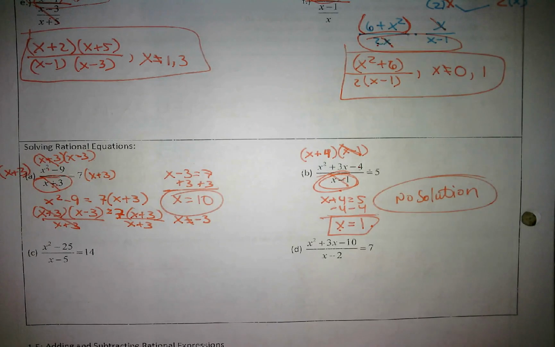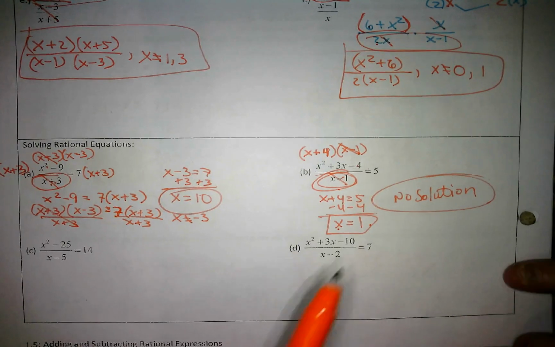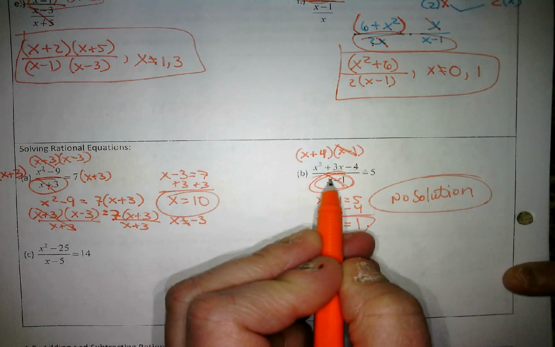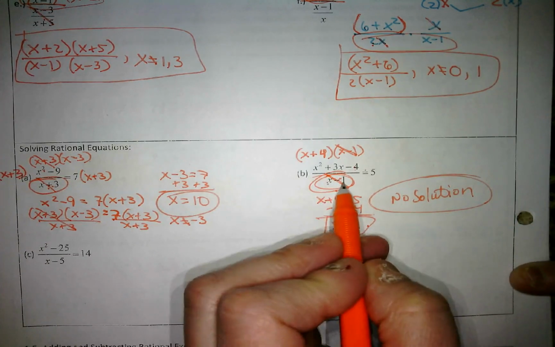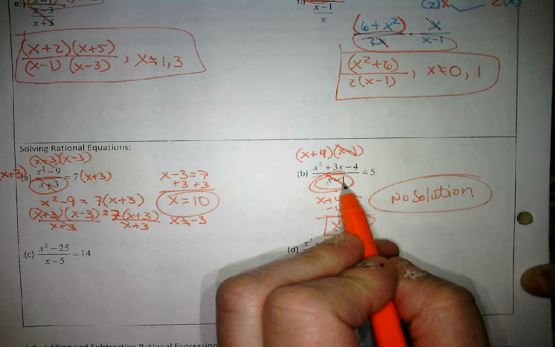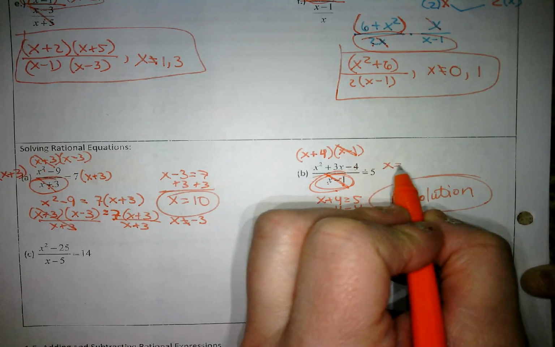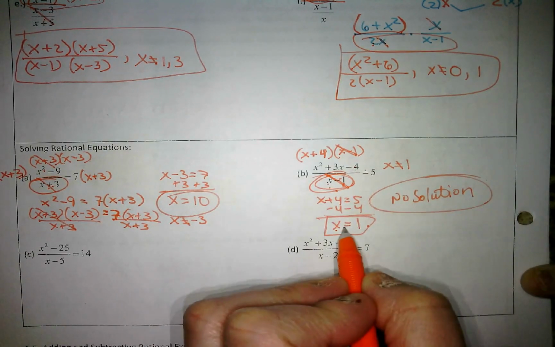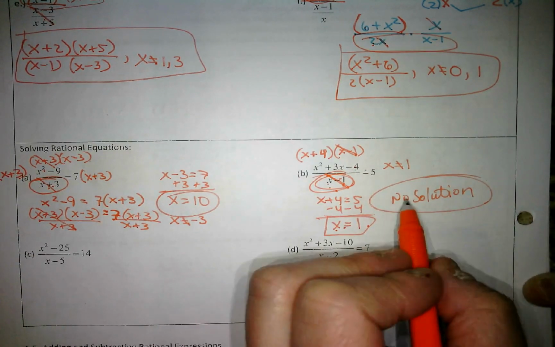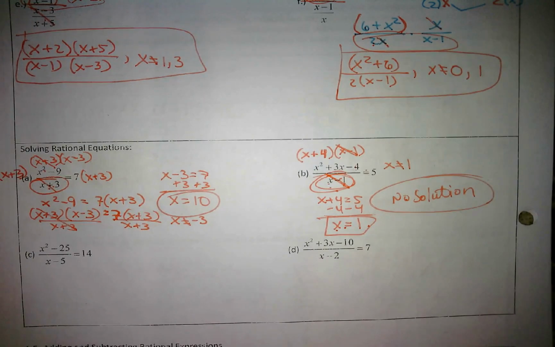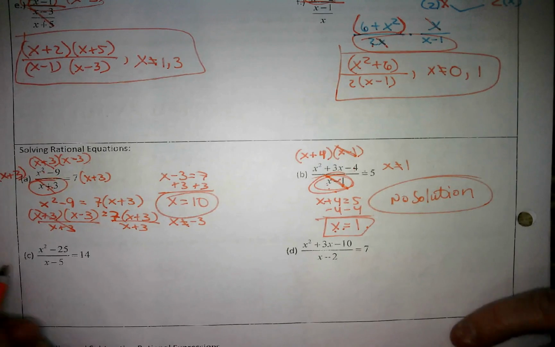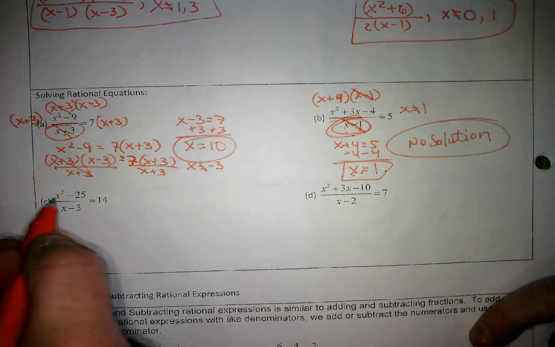For some reason my video shut off, so this is the end of 1.4. What I was saying is that x minus 1 here, we know that x cannot equal 1. So we got the answer x equals 1, which means there's no solution for this problem. In other words, there's not a valid value for x. Let's go ahead and do this next one.